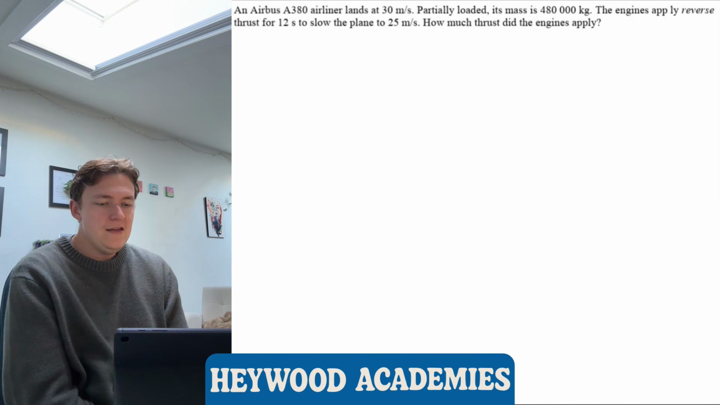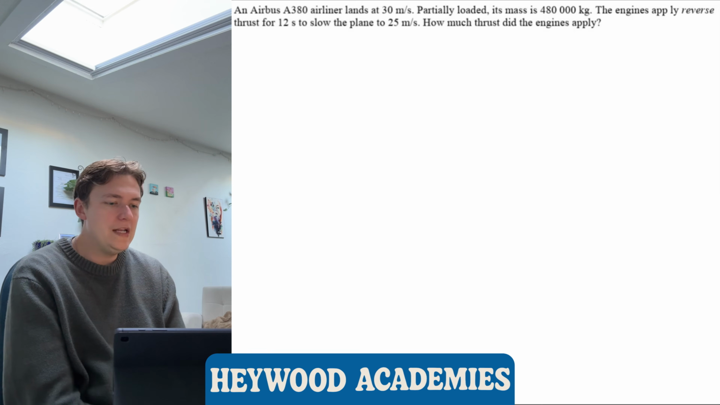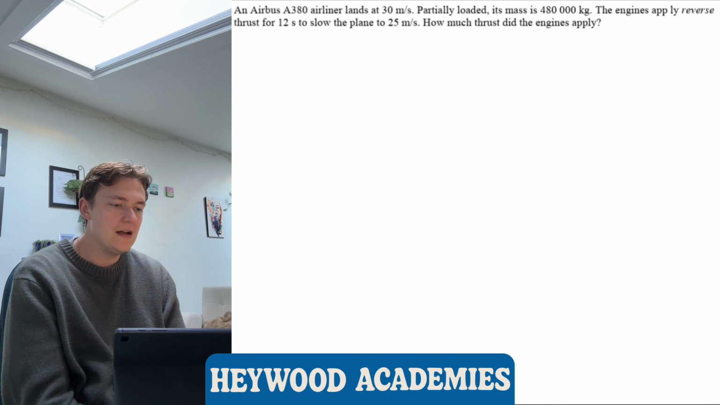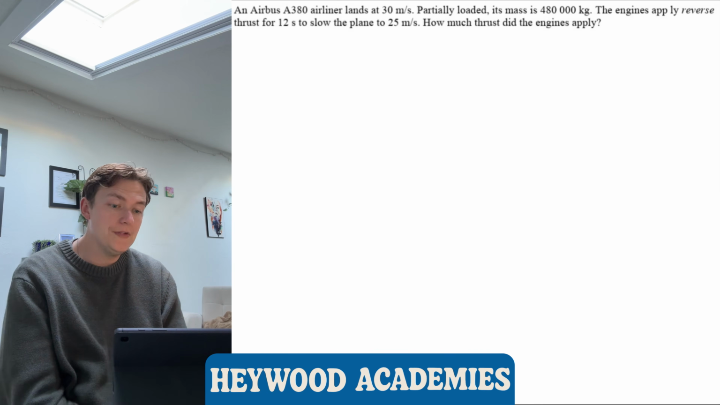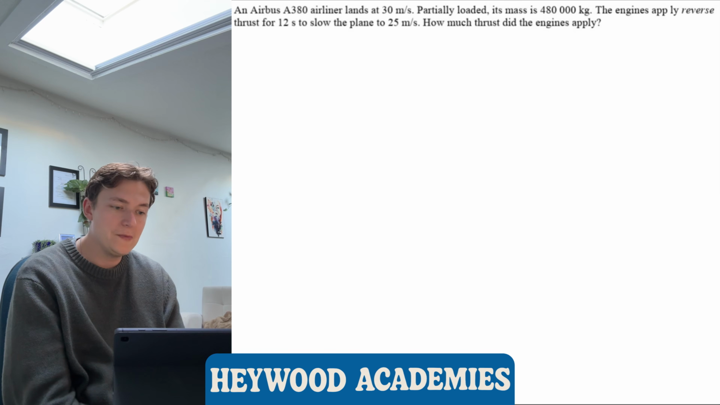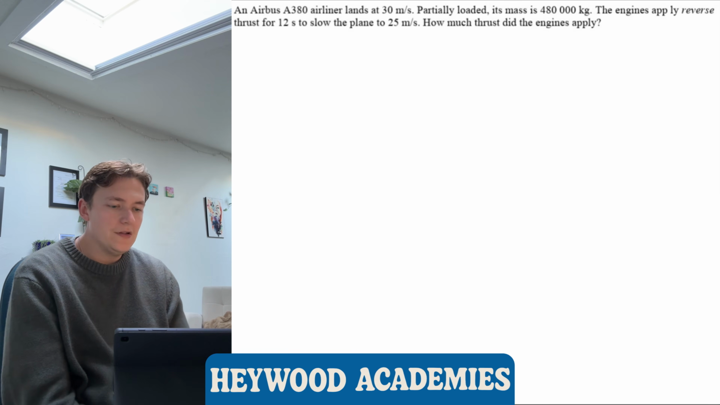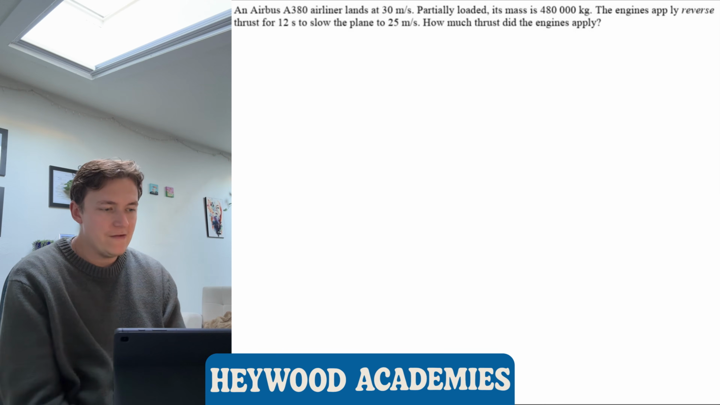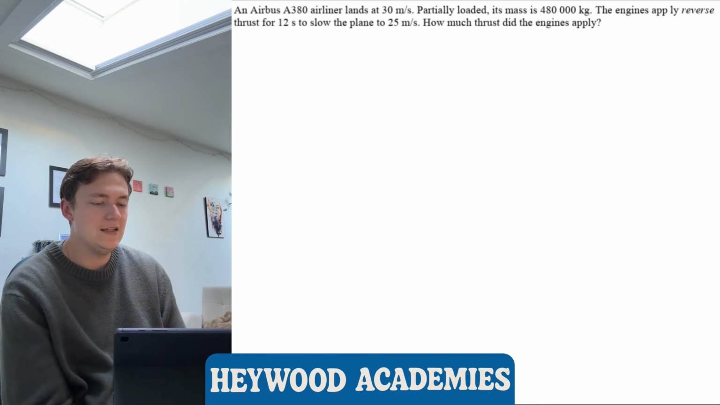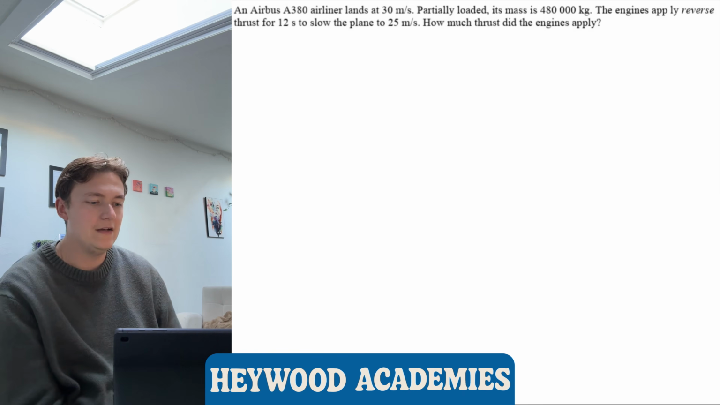An Airbus A380 Airliner lands at 30 meters per second, partially loaded. Its mass is 480,000 kilograms. The engine applied reverse thrust for 12 seconds to slow the plane to 25 meters per second. How much thrust do the engines apply? Okay, so there's a lot of fancy terms in here, but basically that thrust is just talking about the force that needs to be applied to slow this thing down.